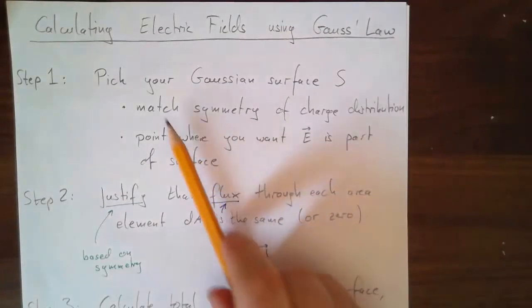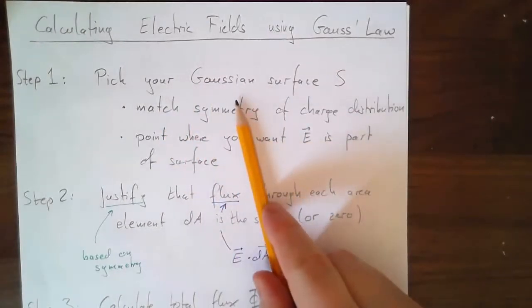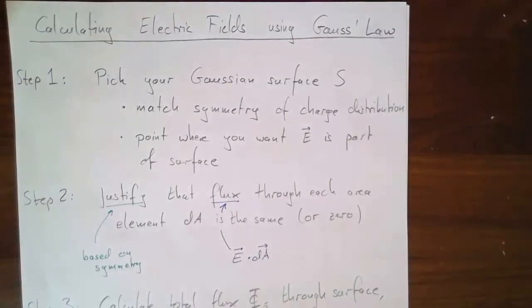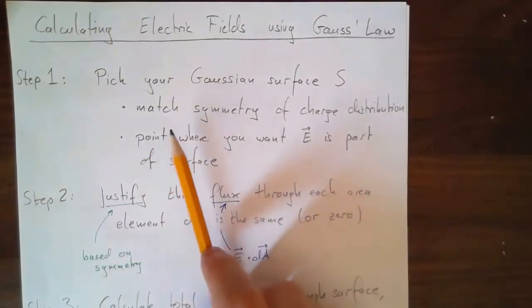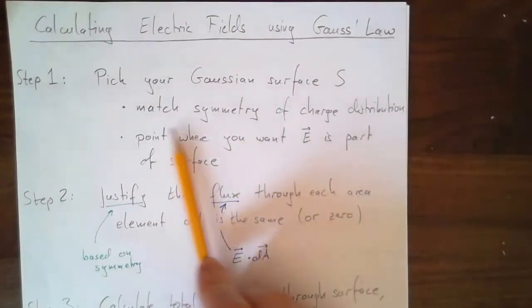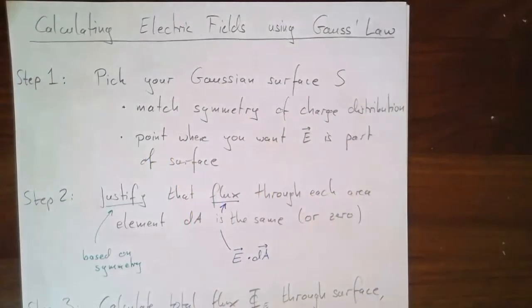So we're going to pick our surface, right? We're going to pick the surface. Remember, the law is applied to any imaginable surface, as long as it's closed. So we can pick whatever, but we want to pick one that is actually useful for our calculation. And the way we do this is as follows. I want to pick a surface that matches the symmetry of the charge distribution.